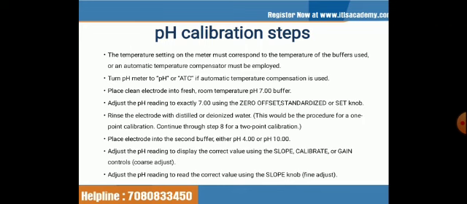Now turn the pH meter to pH or ATC if automatic temperature compensation is used. Next is to place a clean electrode into fresh room temperature pH 7 buffer. Adjust the pH reading to exactly 7 using the zero offset, standardize or set knob. Once you are getting the 7 reading on the display, rinse the electrode with distilled or deionized water. Blot dry it with tissue paper.